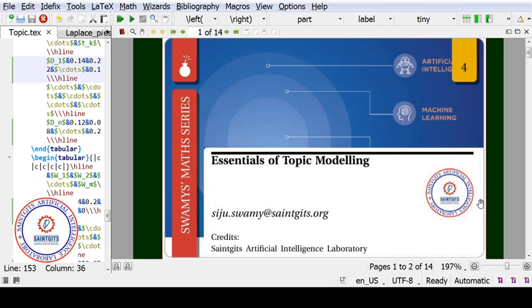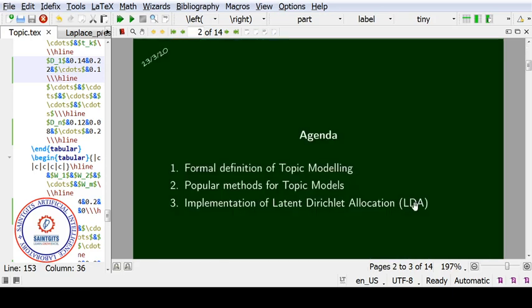Today we are going to discuss topic modeling in text mining. Topic modeling is one of the advanced machine learning approaches that we currently use for natural language processing. This lesson is the continuation of text mining in the previous class. In this session we formally define what topic modeling is and what the popular methods for topic models are, then the implementation of latent Dirichlet allocation in topic modeling.